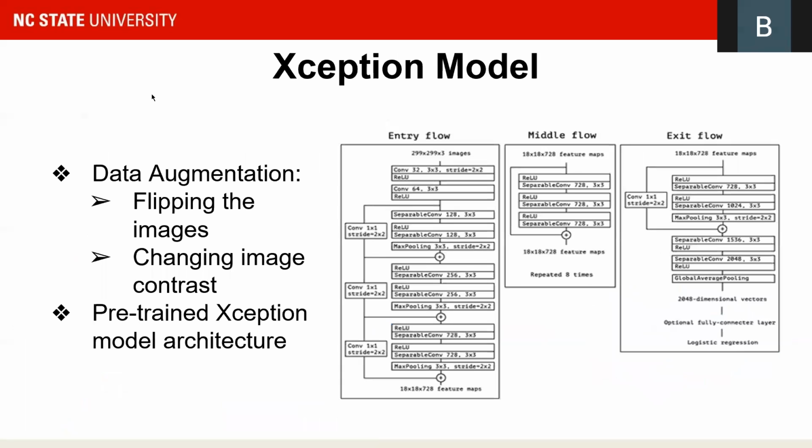For the Xception model, we started by doing some random data augmentation, such that we did random flipping for the images vertically, and we also changed the image contrast randomly. We used the pre-trained Xception model architecture, which is shown here, and this model is an extension to a readily available trained model that's called Inception. The difference between the two is that the Xception model has deeper convolutions than the other one.